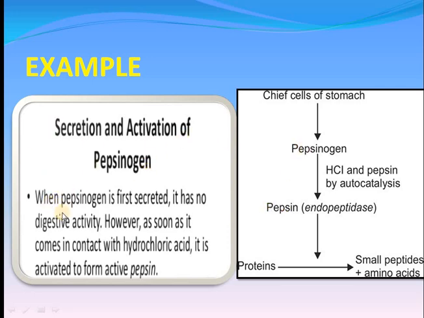Now we can read this slide. When pepsinogen is first secreted, it has no digestive activity. What is the reason? Because at that time it is inactive. However, as soon as it comes in contact with hydrochloric acid, it is activated to form active pepsin.